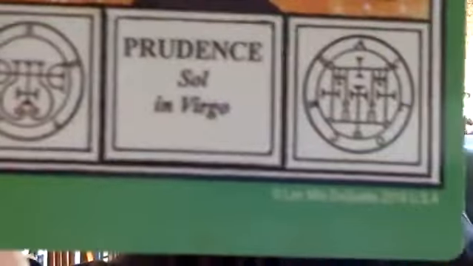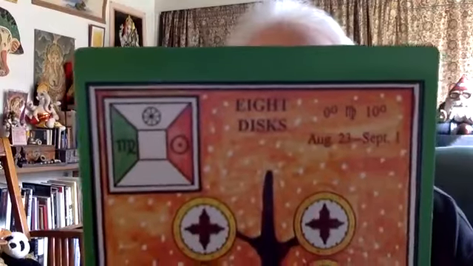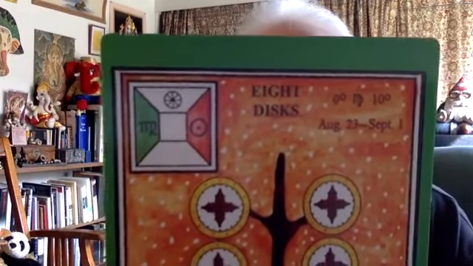The 8 of Discs, prudence, the sun in Virgo. Oh, it actually says it. Sol in Virgo. Approximate days of the year, August 23rd through September 1st. 0 to 10 degrees Virgo. Color, princess scale of colors for discs. The color is yellowish brown, flecked white. General divinatory meanings, saving for a rainy day. Plant your garden and wait. Retiring as a positive maneuver.